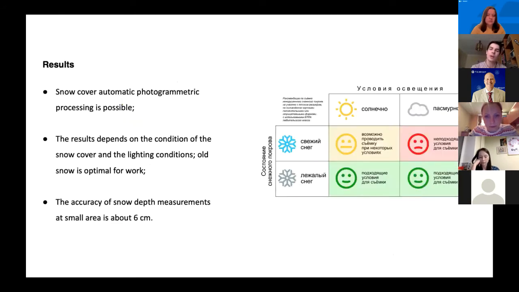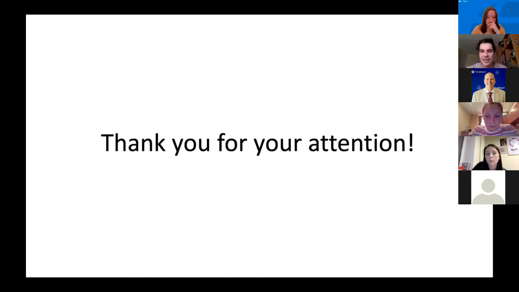So what was the result of this measurement? We found that automatic photogrammetric processing of snow cover is possible, and that the result depends on the conditions of the snow cover and the lighting conditions. For example, old snow is optimal for work, while fresh, bright snow makes it difficult to process the data. And the accuracy of snow depth measurements at small areas was about 6 centimeters. So this is the end of the first part of my presentation.